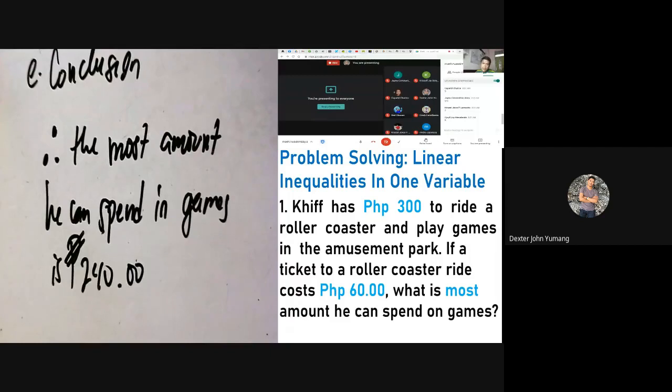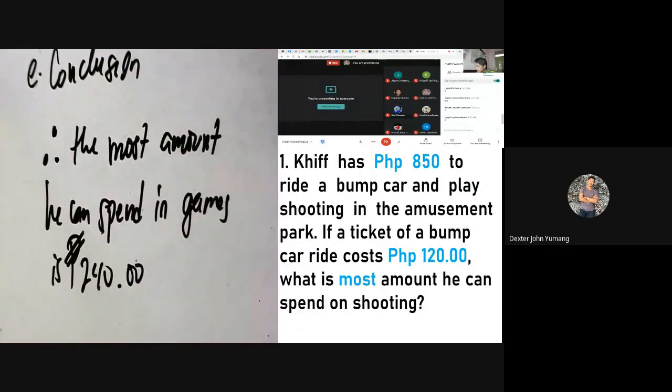So, this is the problem for your turn activity. Your turn naman po, kayo naman po ang sasagot. Same person pa rin, si Kip. Kip has 850 pesos to ride a bump car. 850 pesos money pala. He wants to ride a bump car and play shooting in the amusement park. The bump car ticket costs 120 pesos. What is the most amount he can spend on shooting?